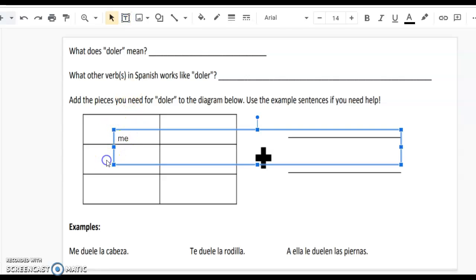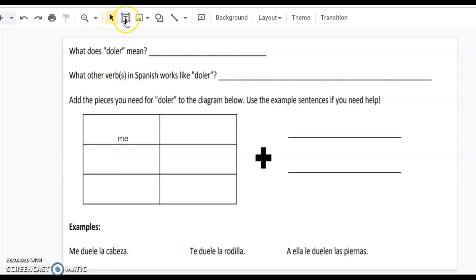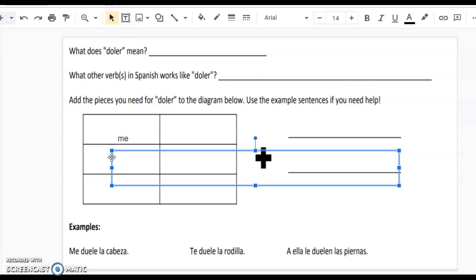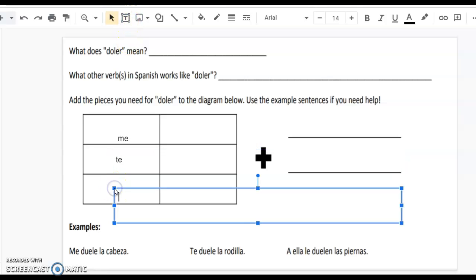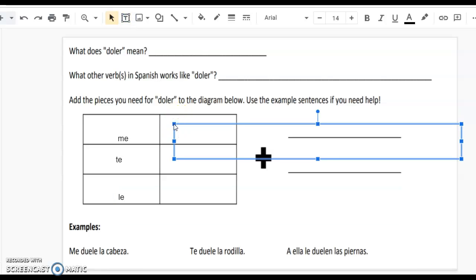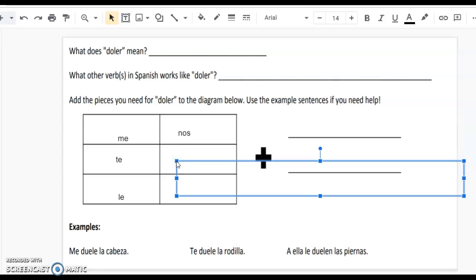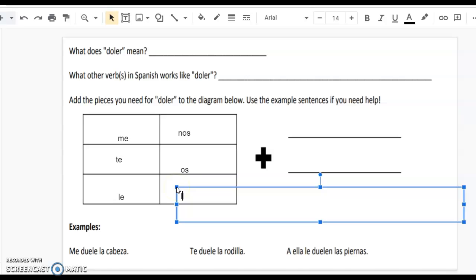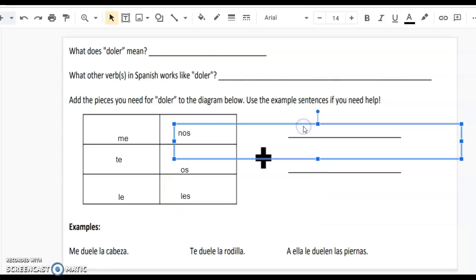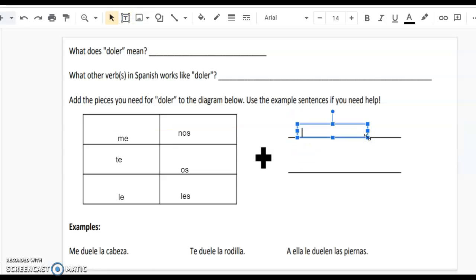Again, that's me, te, so you can see the spellings, le, nos, because it's important you get this piece right, os, and les. Those are going to be chosen based on the person with the pain.